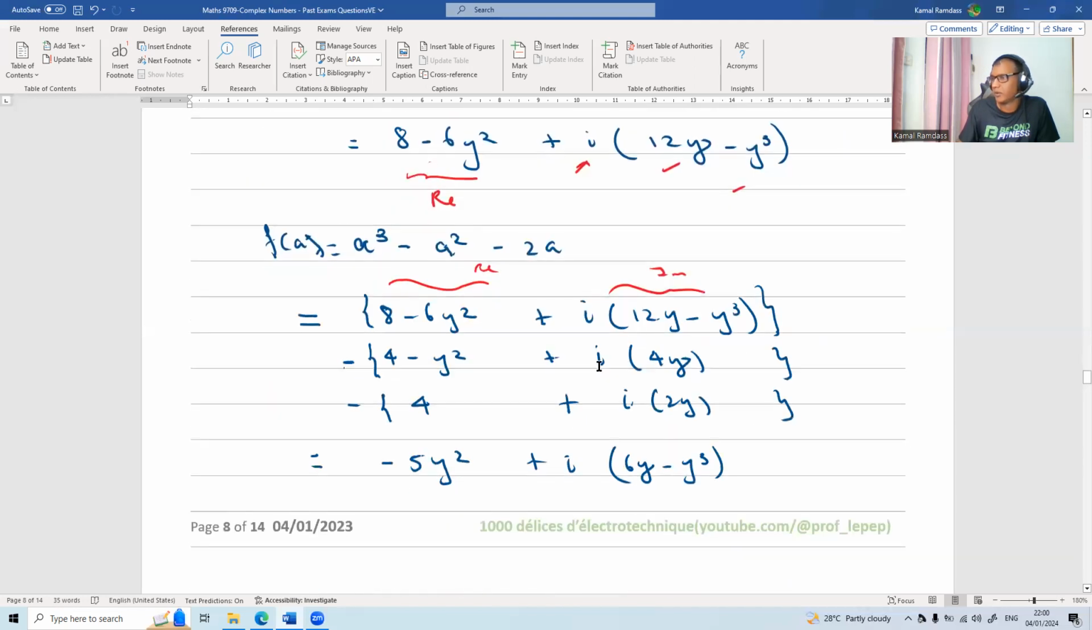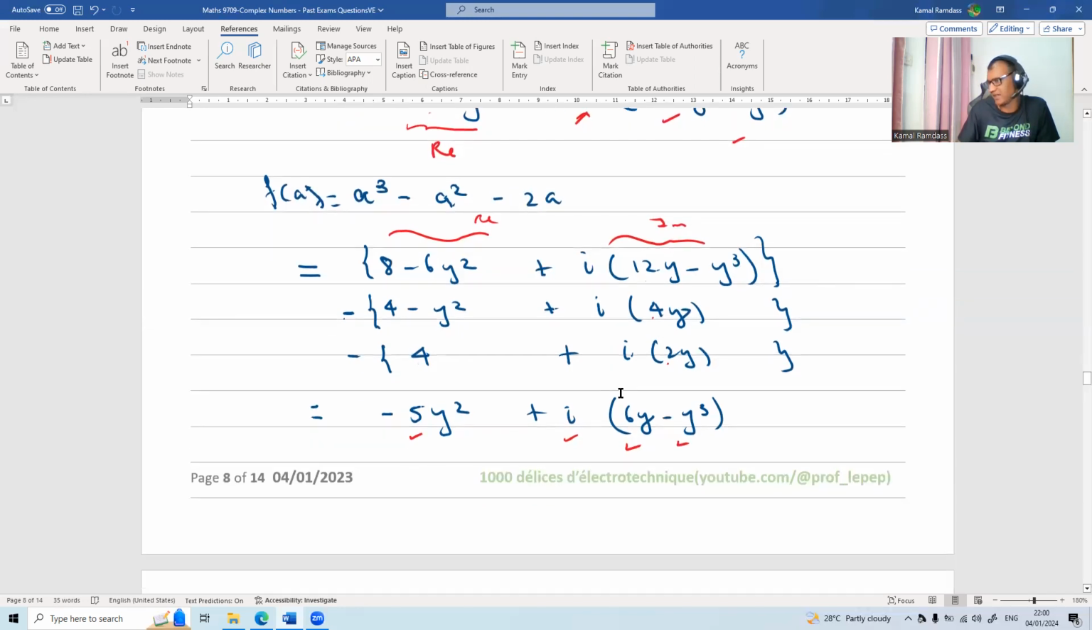Et là, je retire vertically. 8 minus 4 means 0. Minus 6 minus 2 minus y plus 1 means minus 5y squared. I is common. 12 minus 4 minus 2 minus 6 means 6y. Minus y cube minus 0 means minus y cube. Et vous avez la réponse. Et c'est ça la réponse. Hein? Minus 5y squared plus I into 6y minus y cube.